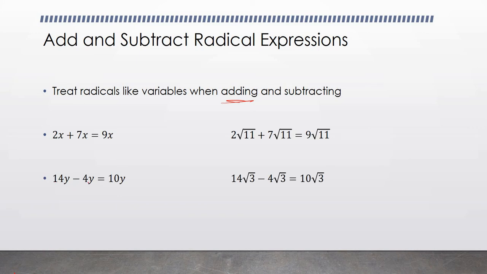If I have 14y minus 4y, I've got 14 of these things minus 4 of them, and I end up with 10. Same thing, this time the radical is radical 3. They have to match, they have to be like terms, but 14 minus 4 is 10. And we haven't changed what we are adding, just how many of them we have. So, like terms. So let's try one.